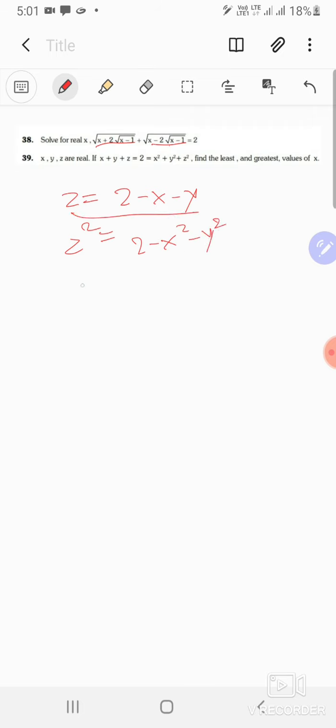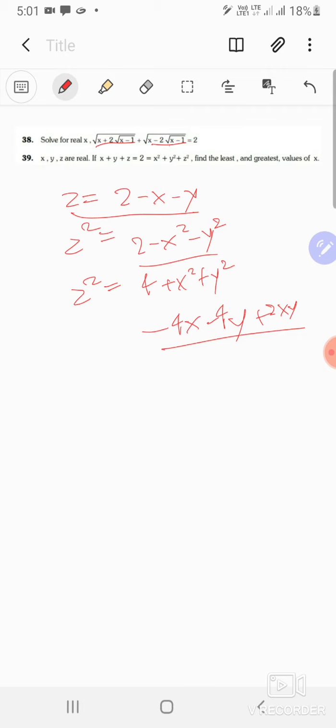Okay, so if we square this equation, that will give me z squared equals 4 plus x squared plus y squared minus 4x minus 4y plus 2xy. And that is supposed to be equal to this thing. So now we have eliminated z successfully. So that gives me 2x squared plus 2y squared plus 2, minus 4x minus 4y plus 2xy, supposed to be equal to 0.